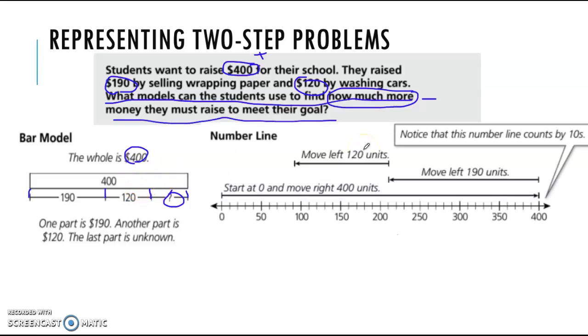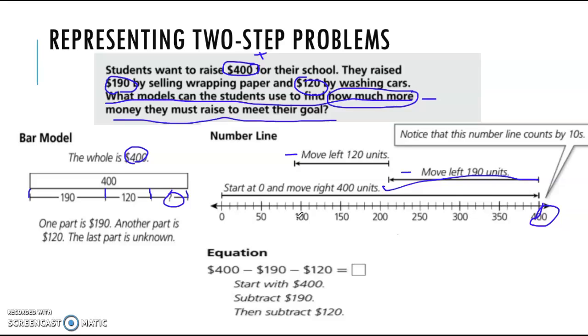Same thing with a number line. Okay, again, I started at 400. That was my goal. I moved 190 units to the left. Again, going that way means to subtract. And then I moved another 120 units to the left. Again, I am going back because I am subtracting.